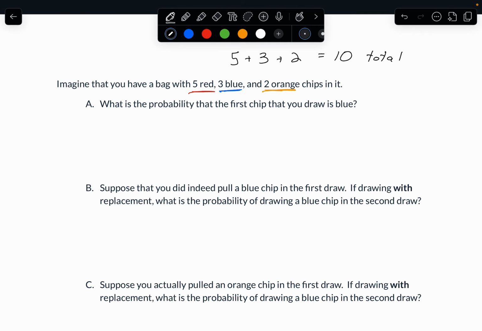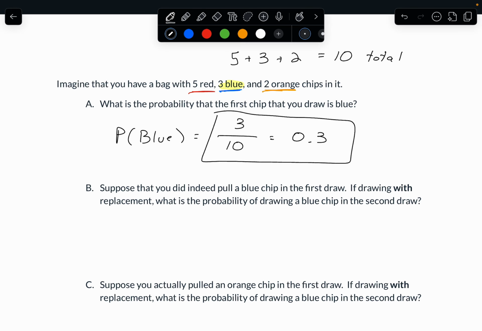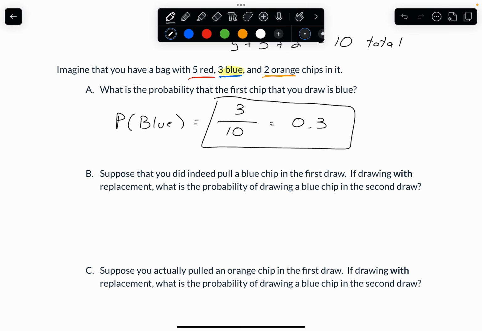And if I want to talk about the probability that I draw a blue chip, well, out of those 10 different chips that I have, there are 3 of them that are blue. So 3 out of 10, or 0.3. And we have our probability. There we go. Let's look at part B here.